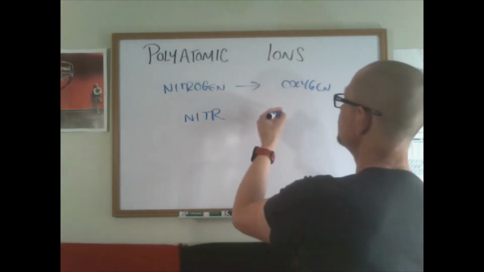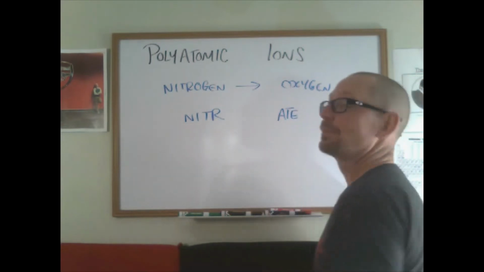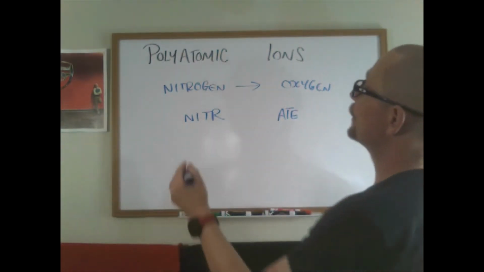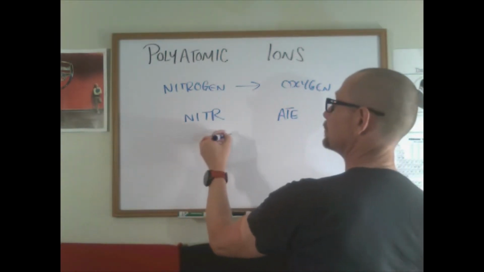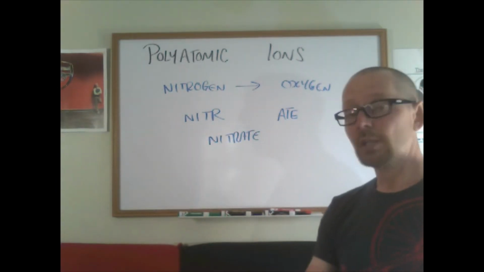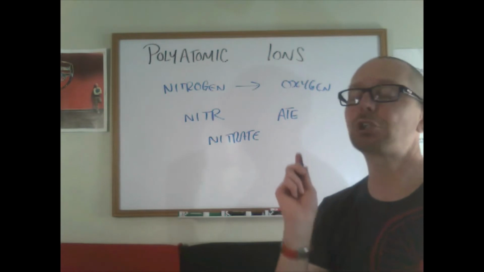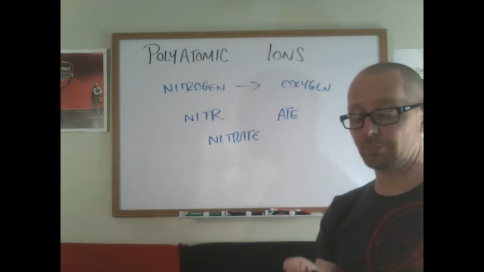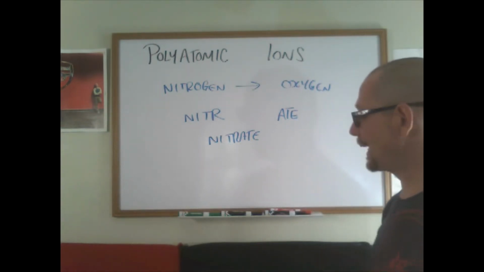And then from the oxygen, -ate. Okay? Nitrate. That's it. Doesn't tell you how much oxygen, it doesn't tell you the charge on the overall polyatomic ion. That's the bit that has to be memorized.